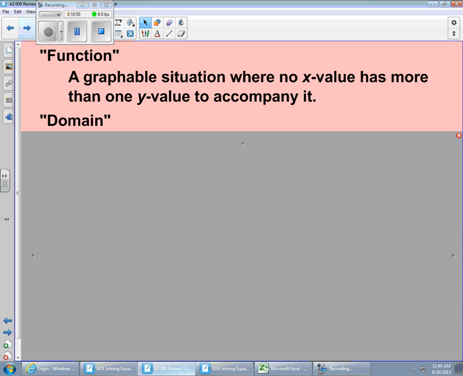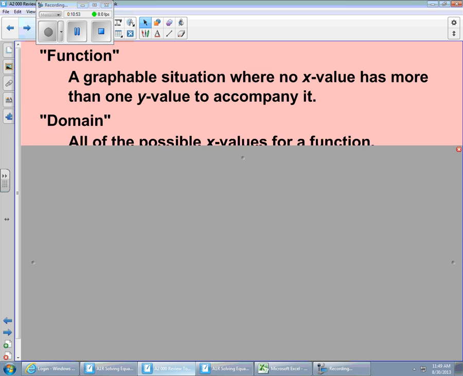Domain is a term we should be familiar with over the years. Domain is all of the possible x values for a function. Depending on the function, you may have an entire domain all the way from negative infinity to positive infinity, depending on what the graph is doing. Or maybe the domain will come from negative infinity but stop at some point. Or maybe it begins at some point and goes off to positive infinity. It's possible that your graph might just be a collection of points, so your domain might be several individual numbers on the x-axis. It just depends on the graph.